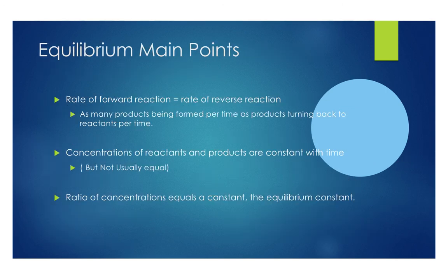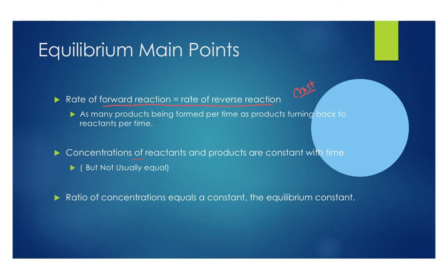So some main points that we need to take away just about equilibrium. Equilibrium happens when the rate of the forward reaction is equal to the rate of the reverse reaction. So as many products are being formed per time as products are returning back in time. And those rates are not only equal, but they also are constant at a given set of conditions.